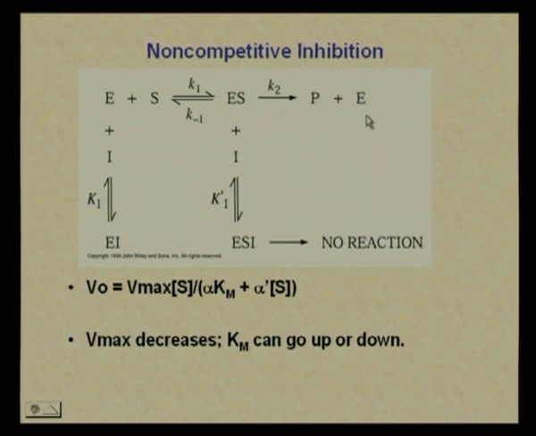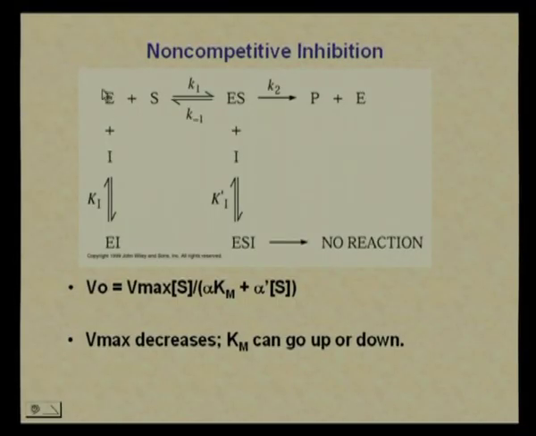Now, what we have is a decrease in the Vmax. Why do we have a decrease in the Vmax? Because now what is happening is all of the enzyme is not available for product formation.